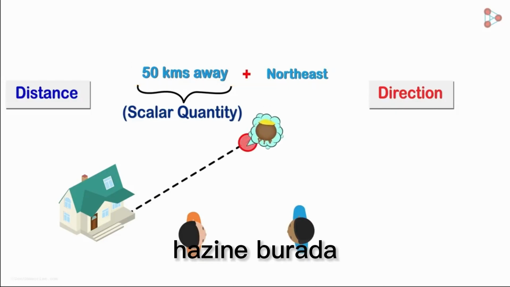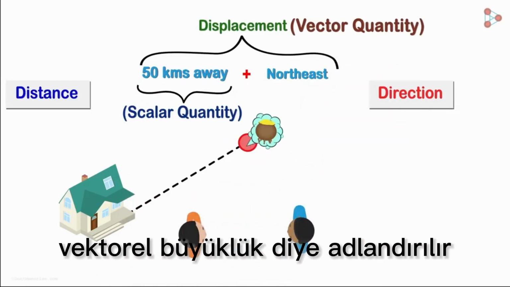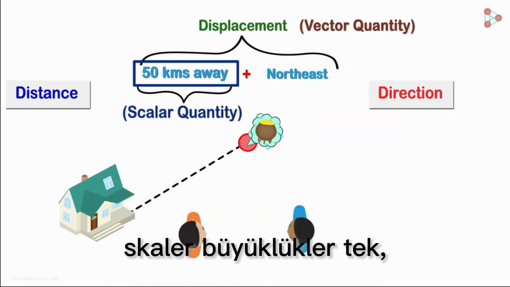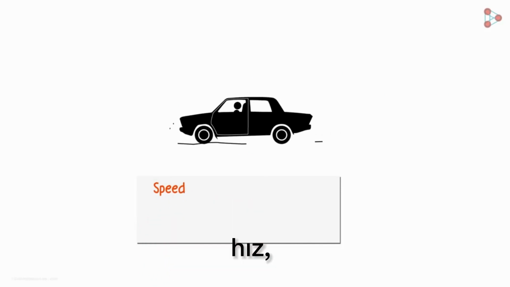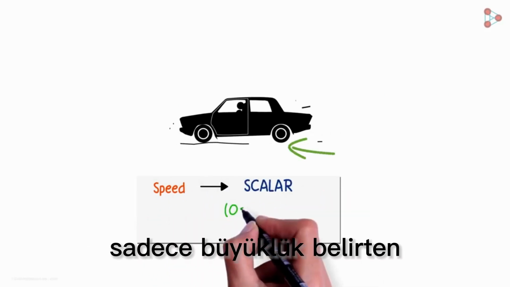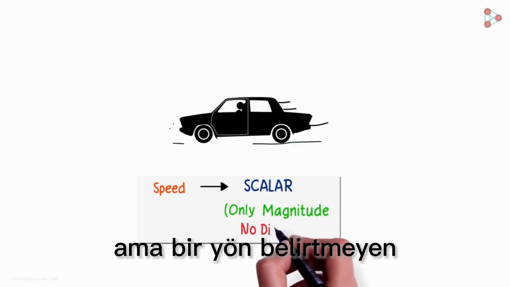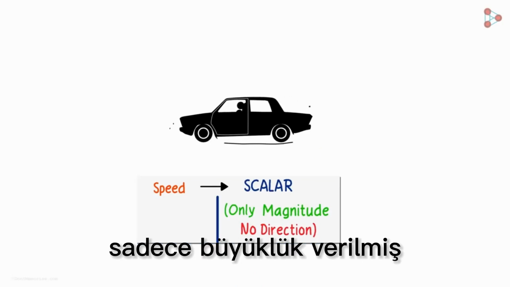The treasure pot is over here. Two-dimensional information like this is called a vector quantity. Scalar quantities are one-dimensional and vector quantities are two-dimensional. Speed is a very good example of what we call in physics a scalar quantity, indicating only magnitude but not specifying any direction. So that's what scalar quantities are. Only magnitude but no direction.